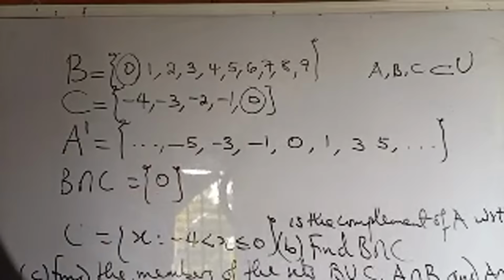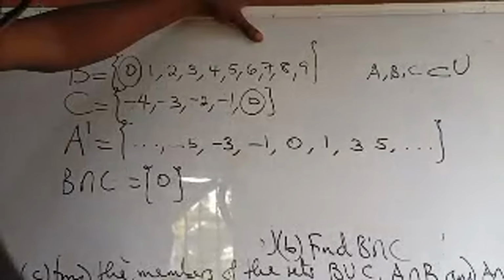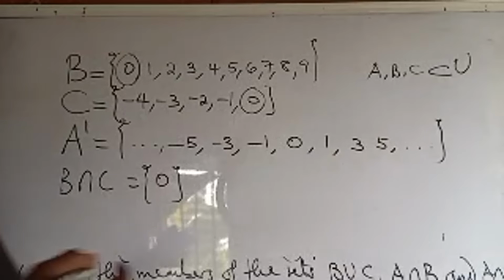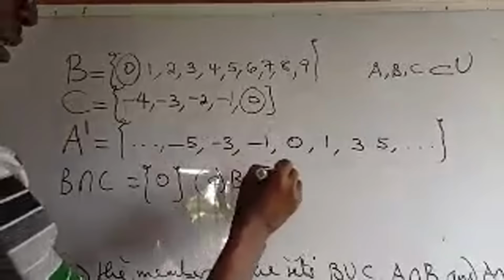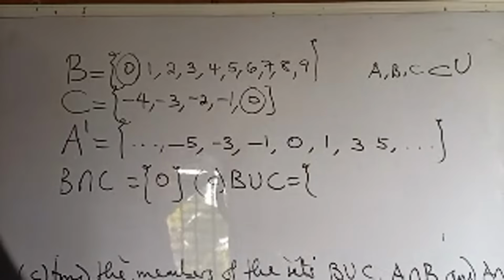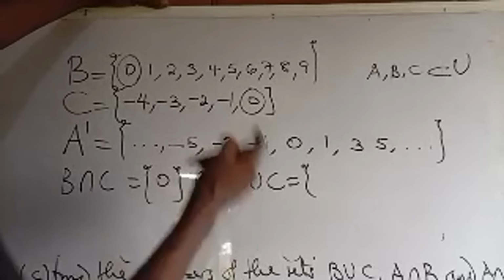Good. Now, the last question says we should find the members of the set B union C, A intersection B, and A intersection C. Let's find those first. B union C is a combination of elements in B and C. Not common now, a combination. B union C, this is union, not intersection.